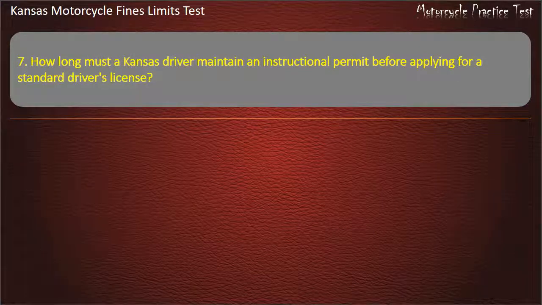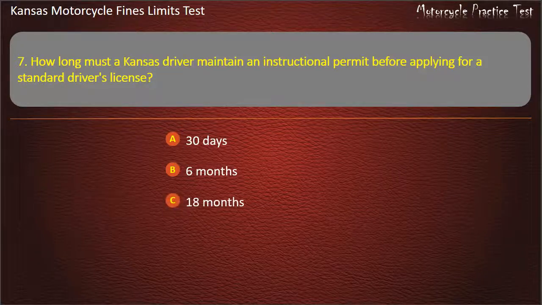Question 7. How long must a Kansas driver maintain an instructional permit before applying for a standard driver's license? 30 days. 6 months. 18 months. 1 year. Answer: 1 year.